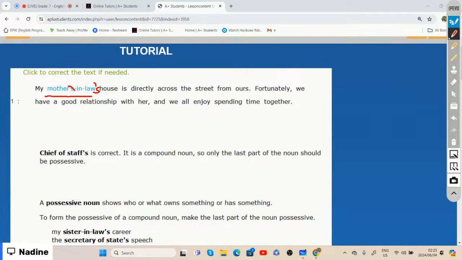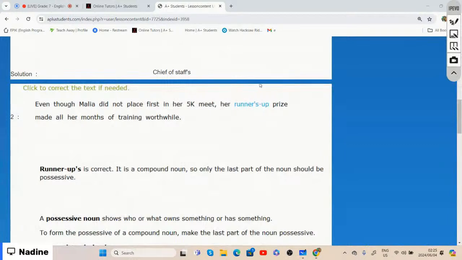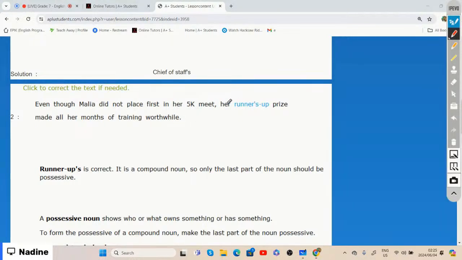All right, so we're going to say my mother-in-law's house is directly across the street from ours. And even though Malia did not place first in a 5K meet, her runner-up prize made all her month's training worth it. So we're not going to say runners up, we just say runner-ups. Prizes made all her month's training worthwhile.